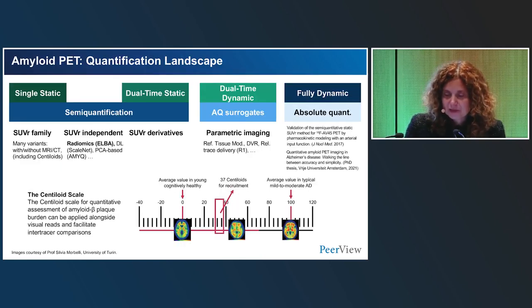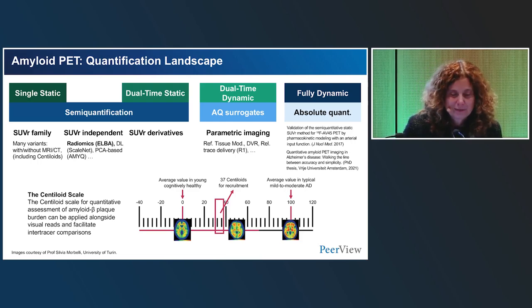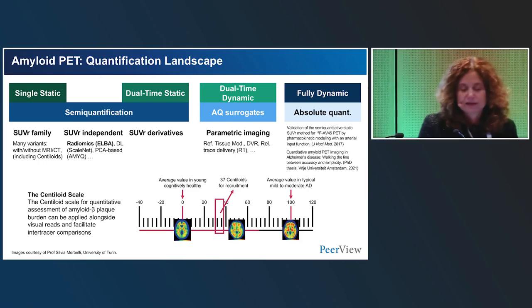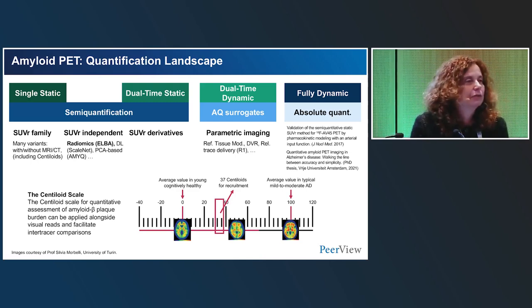So let's move to the quantification landscape. This is a full quantification landscape. This is a slide that I prepared a couple of years ago. Centiloids were mentioned, but very small, below the SUVR family, because they are SUVR derivatives. This metric is becoming dominant recently, and it's not even a metric, it's a way to harmonize the results of semi-quantification with SUVR with two anchor points: 0, young adults in their 20s, and 100, but we can have more, mild to moderate Alzheimer's disease.